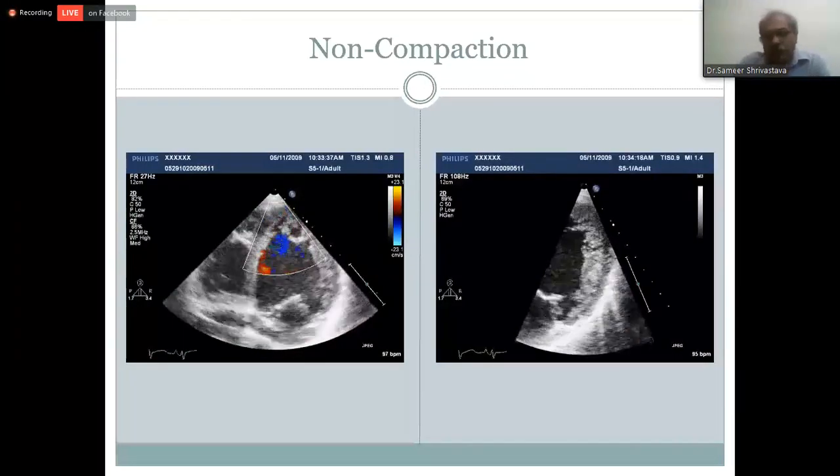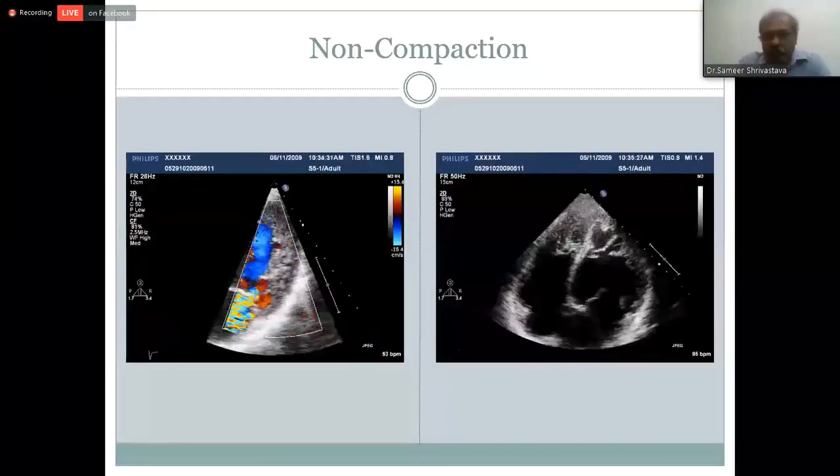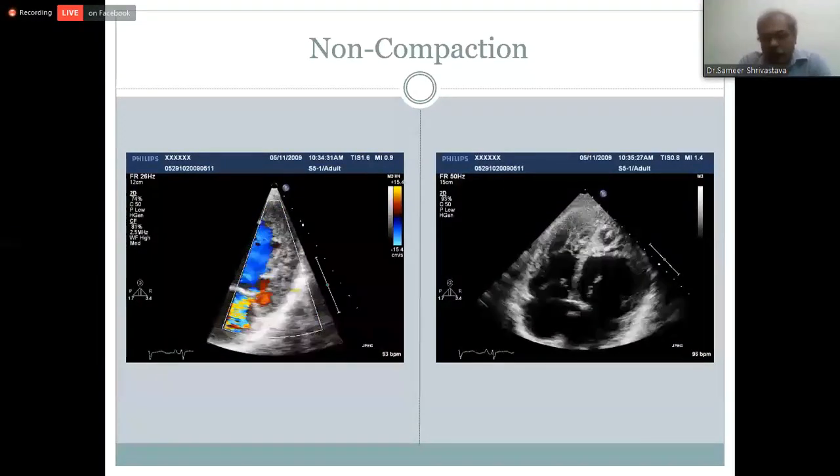So these are a few examples of non-compaction, which unfortunately has a variable course. It's so unpredictable that you can't really say which non-compacted LVs will end up with severe heart failure and which are the ones which will not.